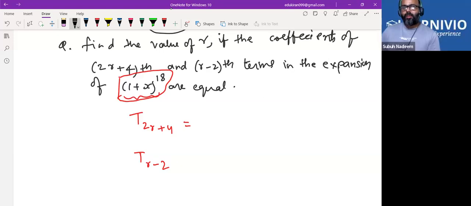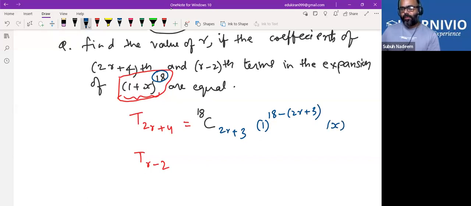So actually what happens here, n is 18. So 18C, n is the power of the binomial expression. So n is 18. 18C(2r plus 3), because the general term is the (r plus 1)th, so we take 1 less. If it is 2r plus 4, 1 less will be 2r plus 3. And the first term is 1, so 1 to the power 18 minus (2r plus 3), into the other term x, so x to the power 2r plus 3.